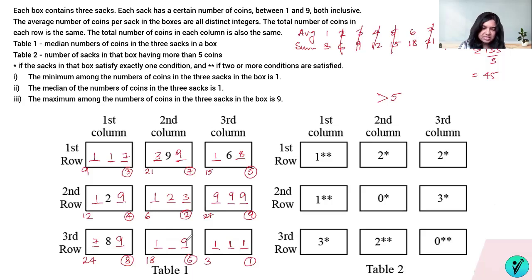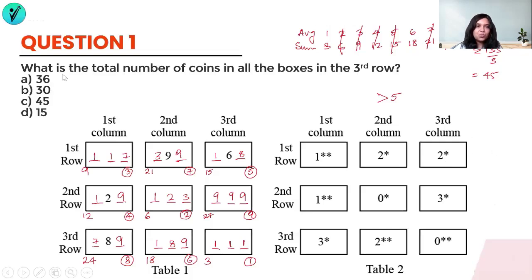The largest number is 9. So 10 is 1 out of the total of 18. That means the second number has to be 8. The average will come out to be 6 because 18 divided by 3 gives me 6. Here we are. We've completed all the values. We completed all the boxes, all the sacks. Everything is done. Now let's go ahead and take a look at each and every question that follows this particular set.